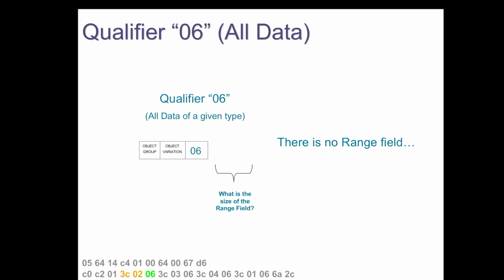So when it comes to that 06 qualifier, we know there is no range field. What is the size of the range field, it says here? Well, the range field is 0 bytes. There is no range field, right? So don't forget that when it comes to a 06 qualifier.